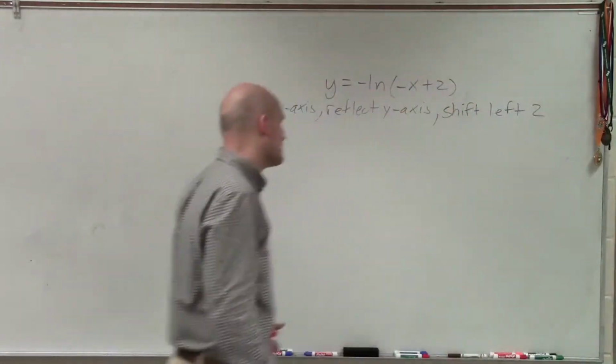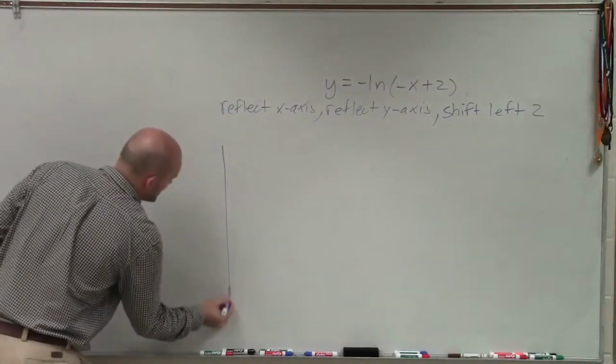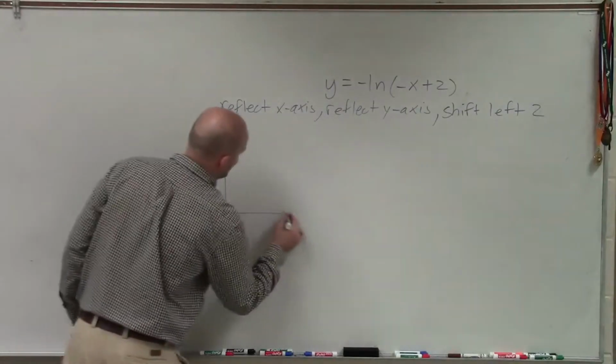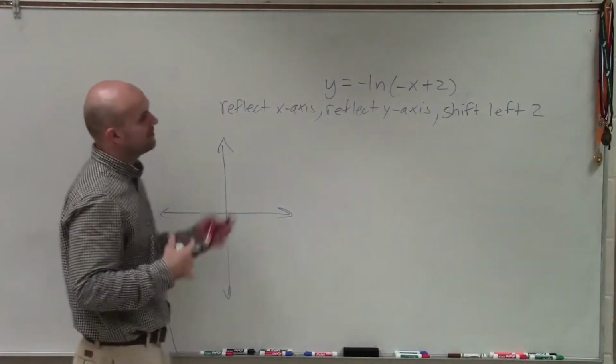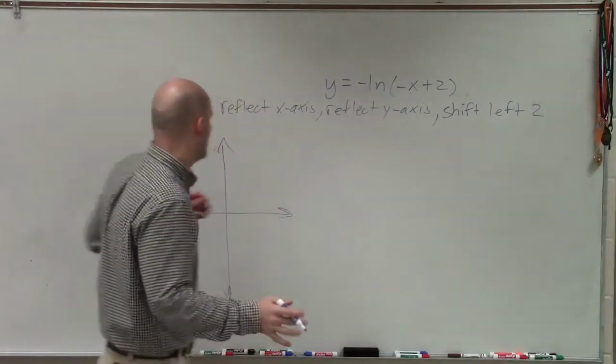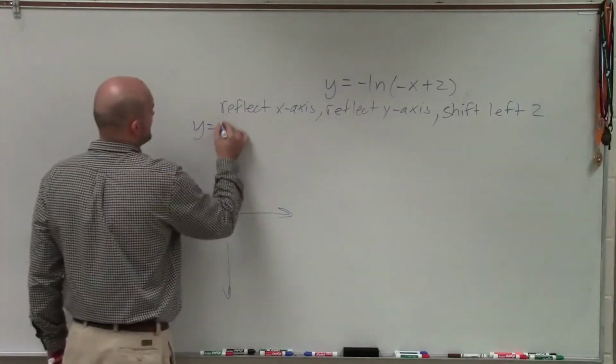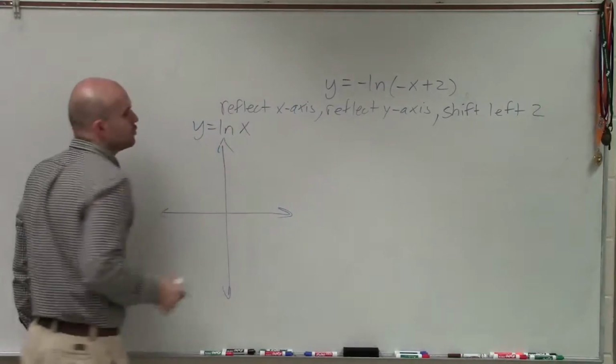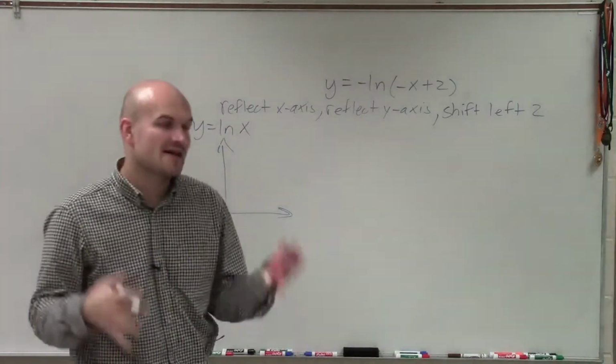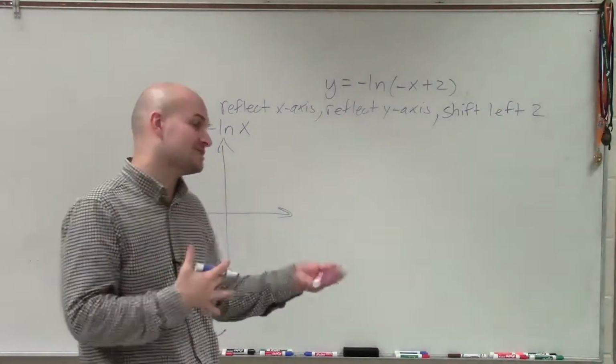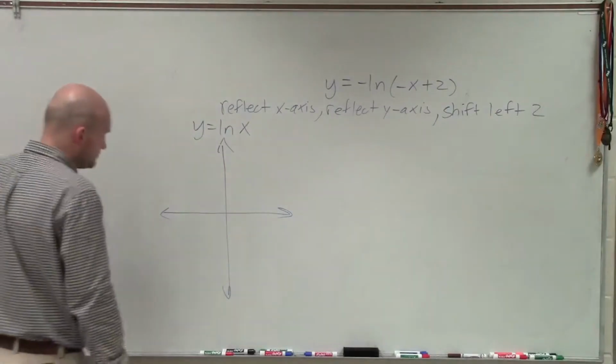All right. So now what I like to do is, again, graph my parent graph to make sure that I have everything correct. When looking at my parent graph, all I simply want to do is graph the parent graph with no transformations or reflections. Then what we'll do is apply our transformations to our problem.